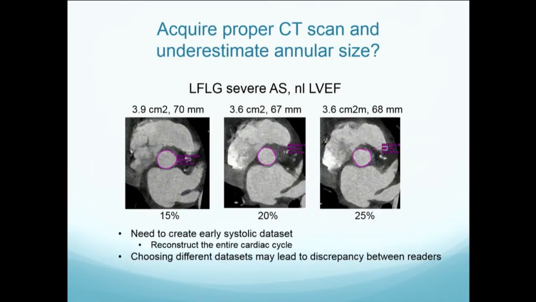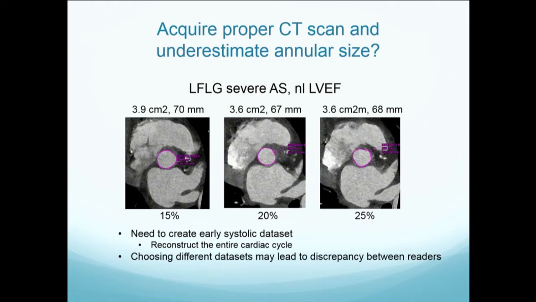So can you acquire a proper scan and still underestimate the annular size? What we've seen in patients with a low stroke volume is they may actually open the valve early. So a very early point in systole may be the largest. And here's an example where at 15%, it was the largest data set.